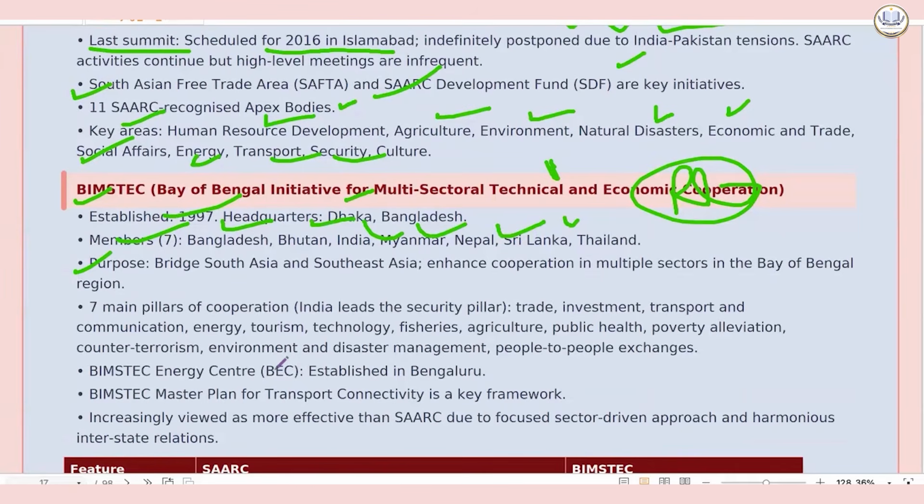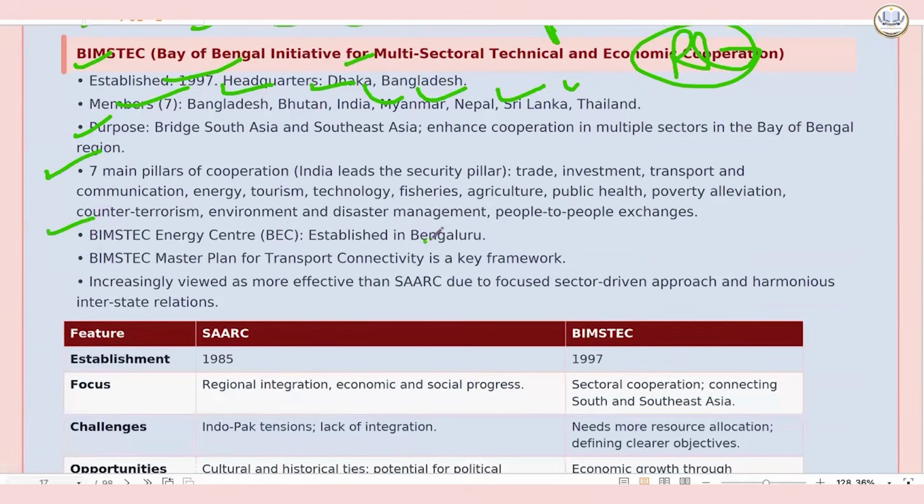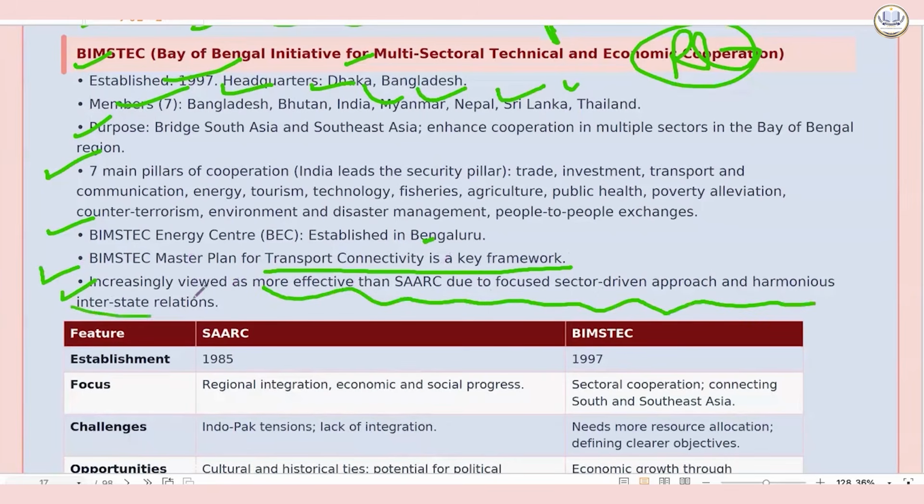India leads the security pillar: trade, investment, transport, communication, energy, tourism, technology, fisheries, agriculture, public health, poverty alleviation, counter-terrorism, environment and disaster management, and people-to-people exchanges. There is BIMSTEC Energy Center established in Bengaluru. BIMSTEC Master Plan for Transport Connectivity is a key framework, increasingly viewed as more effective than SAARC due to focused, sector-driven approach and harmonious interstate relations.